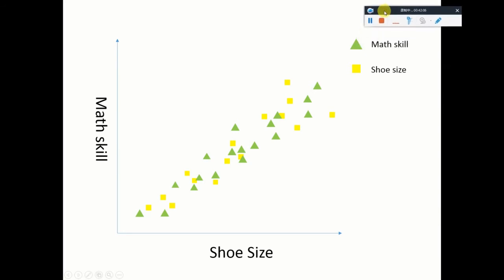So we'll use this example, the spurious correlation between math skill and shoe size, as a demonstration. Here we have the two variables, shoe size and math skill, and we can plot all the data points. We use a triangle to represent math skill and a square to represent shoe size. If we look at these data points, they appear to show a very strong positive correlation.